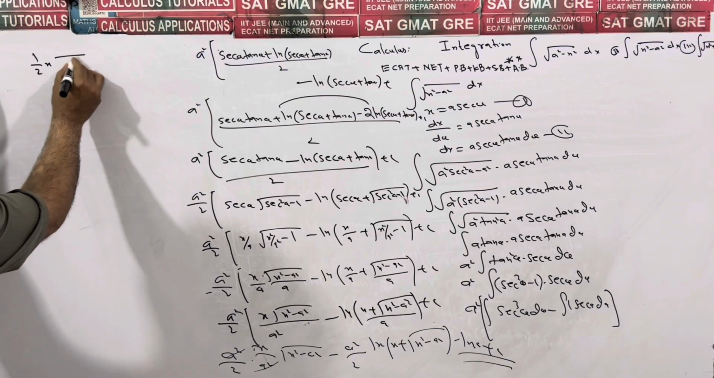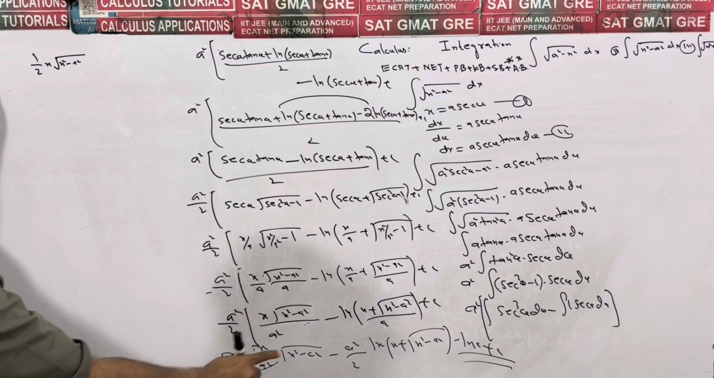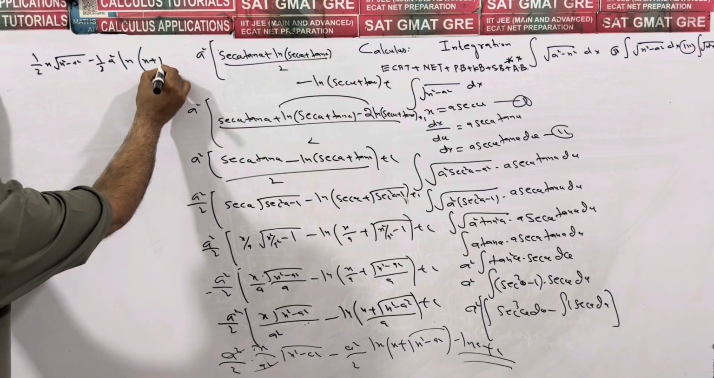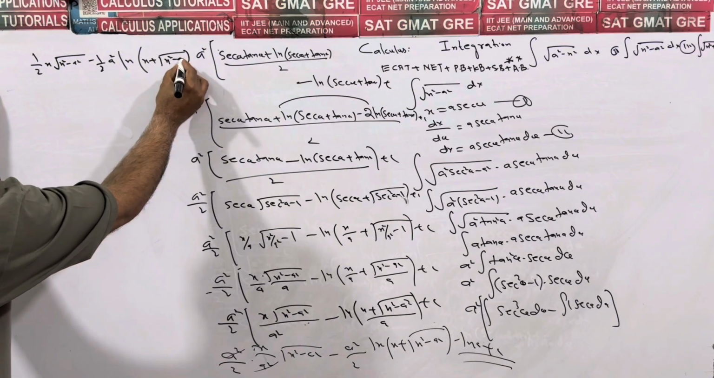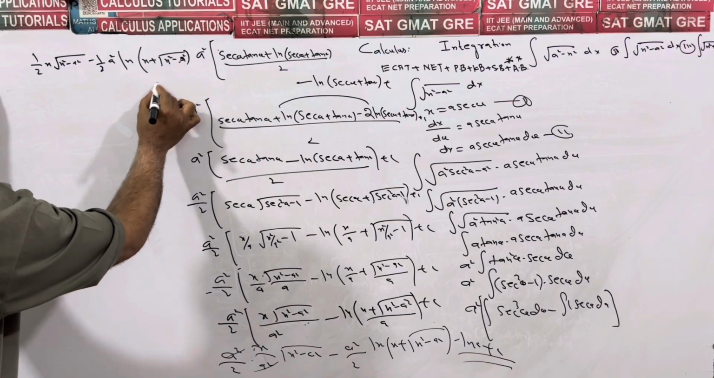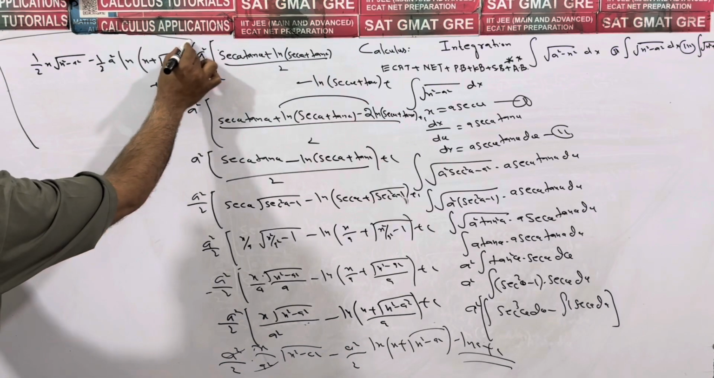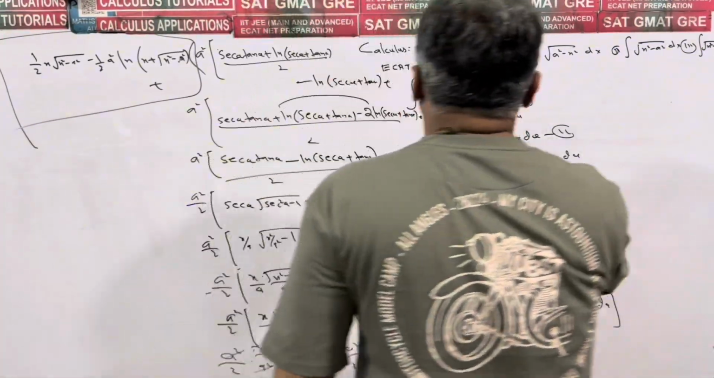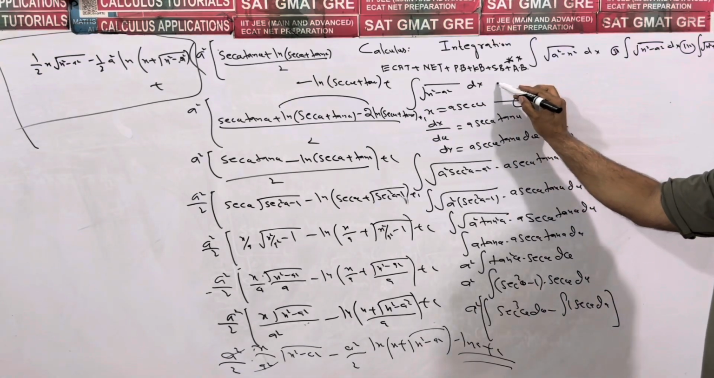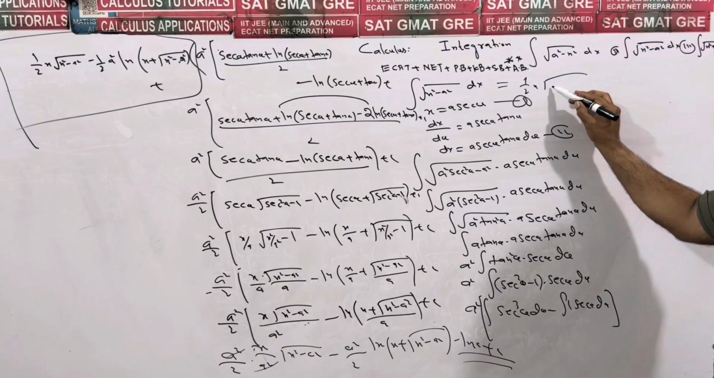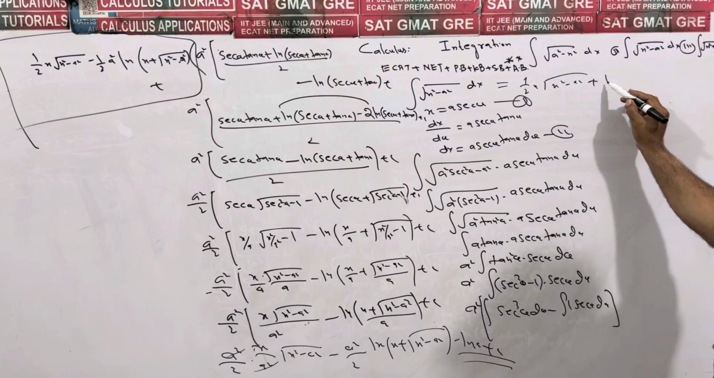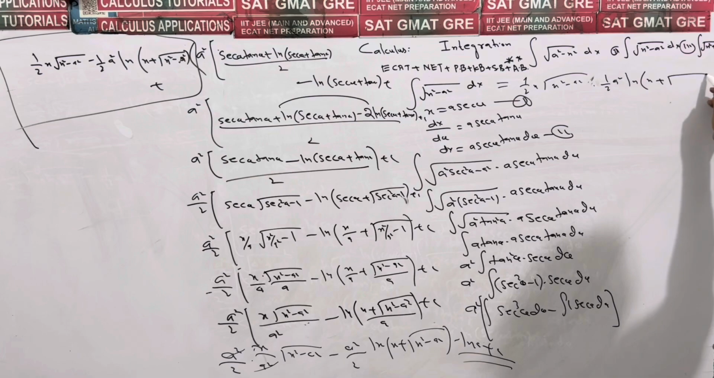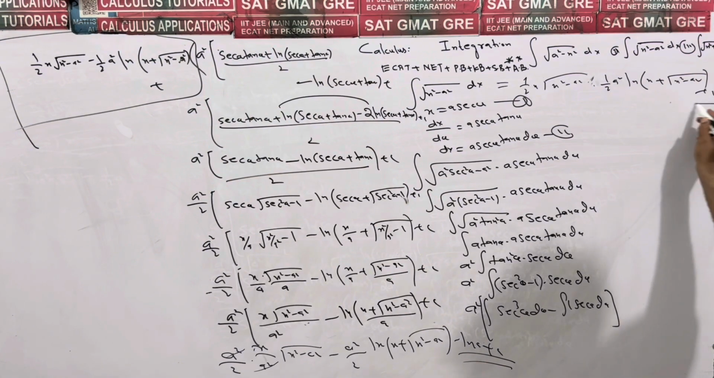1 over 2 x times √(x² − a²) minus 1 over 2 a² ln|x + √(x² − a²)| + c. That is the final identity that we have to prove in that case. In that case, the integral of √(x² − a²) dx is equal to (1/2) x √(x² − a²) minus (1/2) a² ln|x + √(x² − a²)| + c. That is our result.